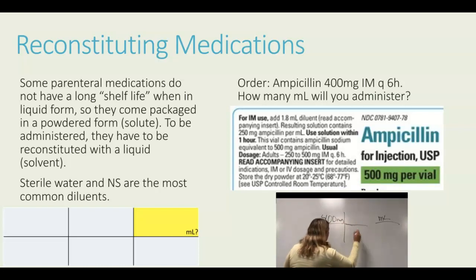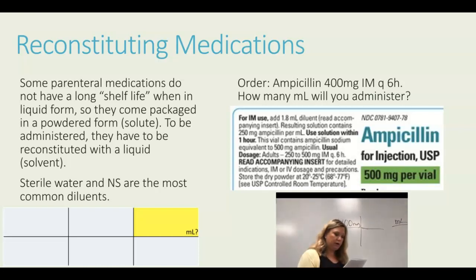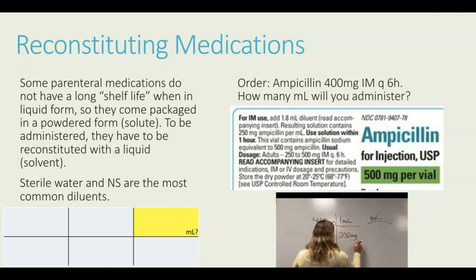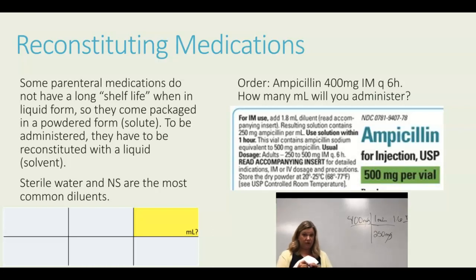How does this medication come? The label says, add 1.8 milliliter diluent, resulting in a solution that will contain 250 milligrams of ampicillin per milliliter. Make sure you read that thoroughly. And it says there, 250 milligrams per 1 mil. So that is your concentration. That's the information that you're going to need. Okay, so 1 mil is 250 milligrams. And if I set this up right, my milligrams will cancel out. 400 times 1 divided by 250. If you did that math, it's going to be 1.6 milliliters. Okay, so read your labels very carefully.